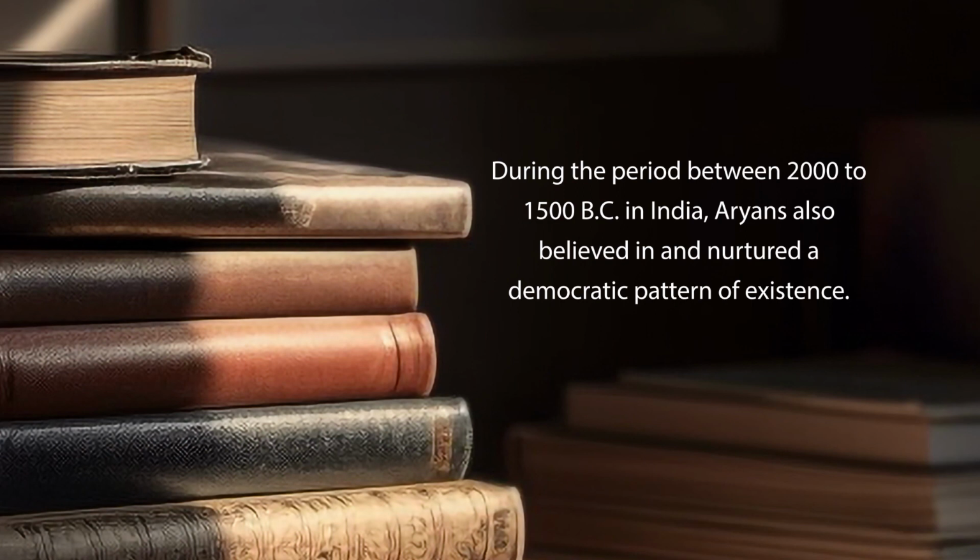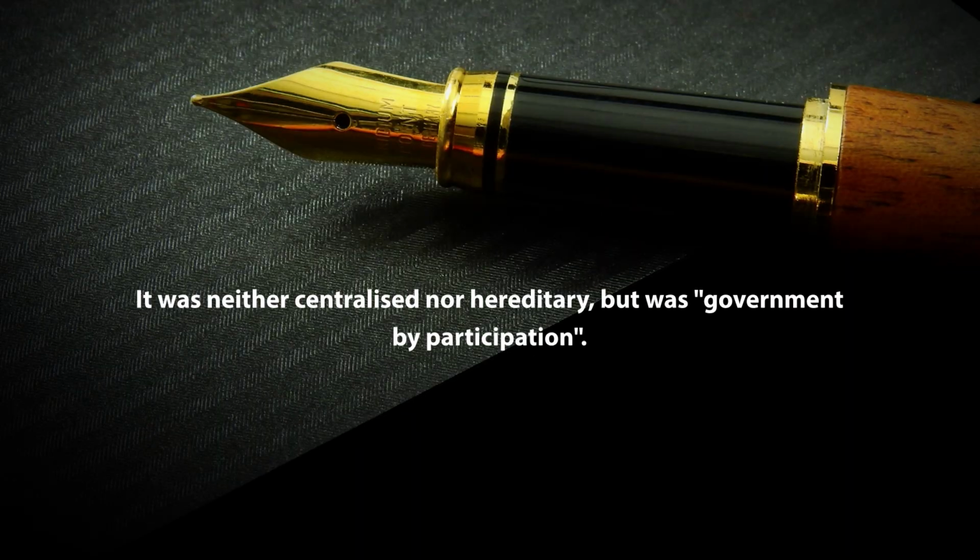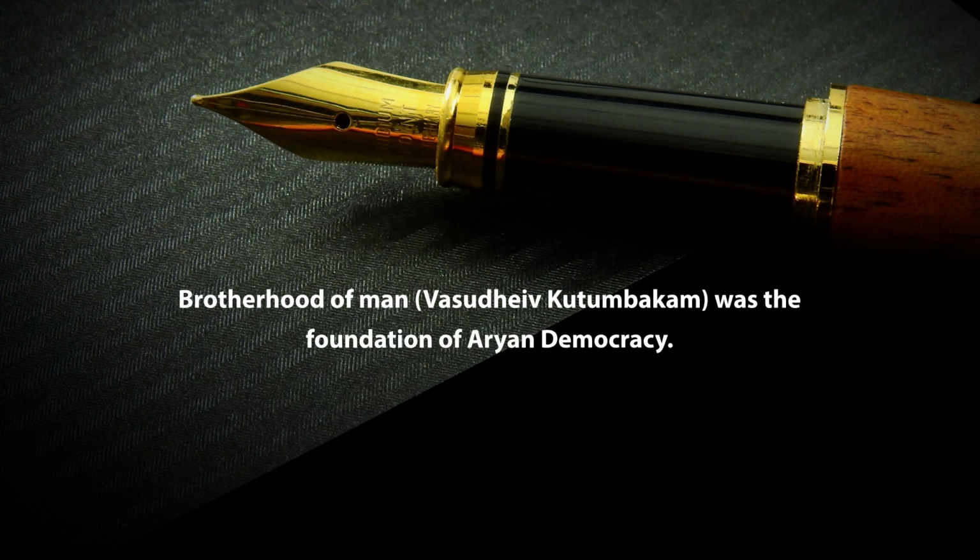During the period between 2000 to 1500 BC in India, Aryans also believed in and nurtured a democratic pattern of existence. The panchayats of Ganpats or clans and samitis were the primitive democratic institutions where authority was actually vested in the people. It was neither centralized nor hereditary, but was government by participation. At that time, Vasudhaiva Kutumbakam, that is brotherhood of man, was the foundation of Aryan democracy.